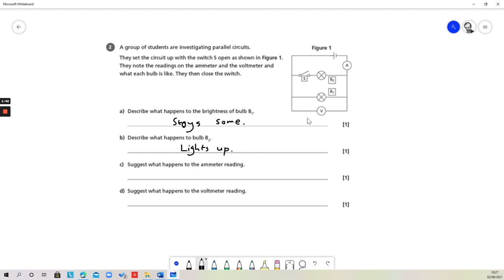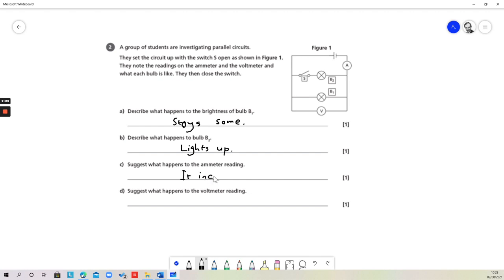Suggest what happens to the ammeter reading. Now the switch is closed, we already had current that was flowing through B1. We now also have current that's flowing through B2, so that means that more current is being drawn from the battery. So in that case, we can put down there, it increases.